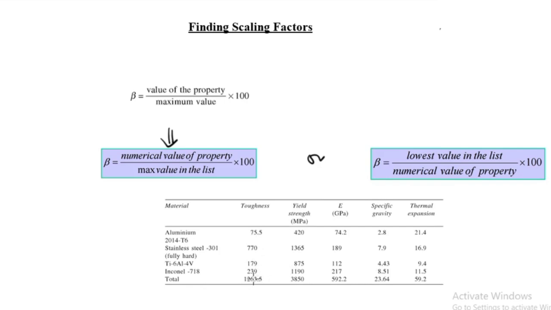But in a table where the total is given to you, then you are required to use the total. Now you must use consistency. If you are using the total throughout, you must divide every calculation you do by the total. But if you are using the maximum value in the list, which is 770, you must use it for every calculation, for any of the properties. You are not going to combine them. In simple terms, if the total is not given to you, just use the maximum value in the list. If the total is given to you, use the total. So let's get into it.